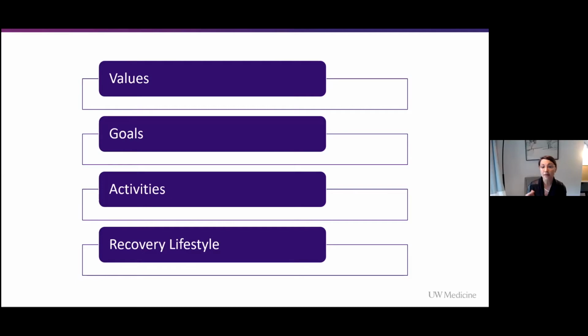And so it can be very dizzying to the clinicians if we don't have a good handle on values. We're feeling like we're constantly chasing different goals for that person. Values tend to be stable, goals tend to be dynamic.